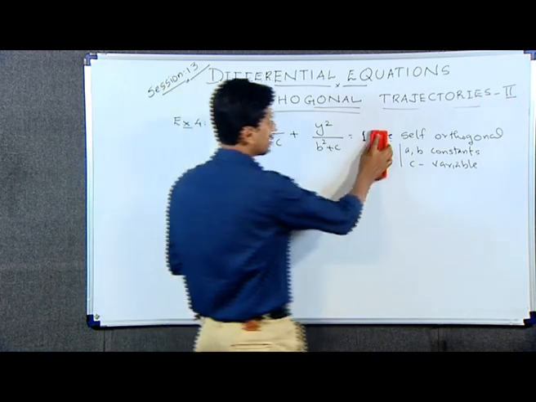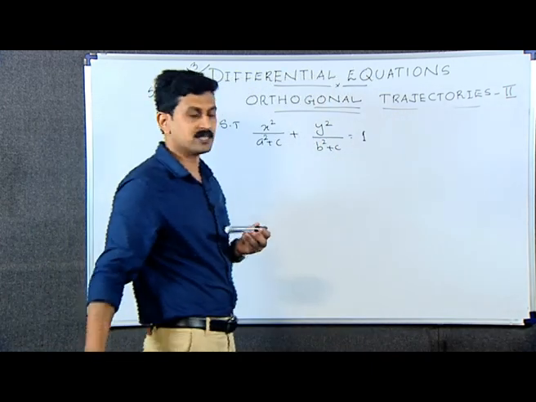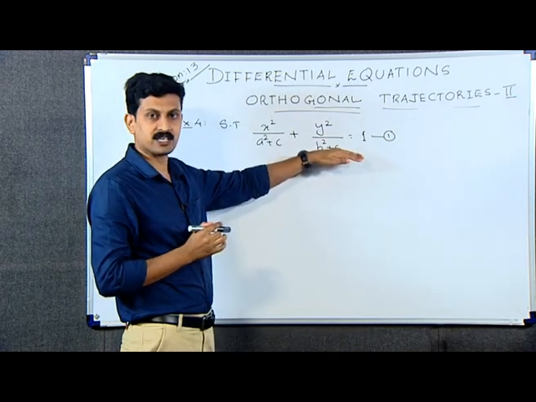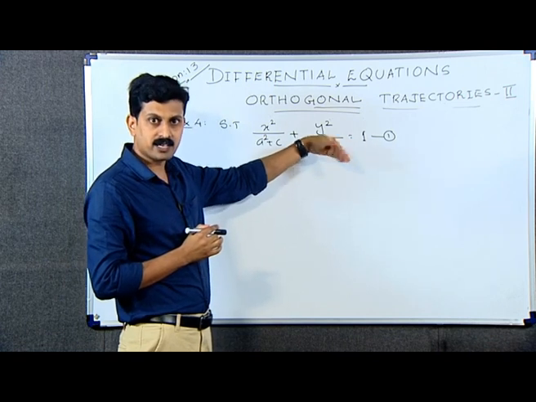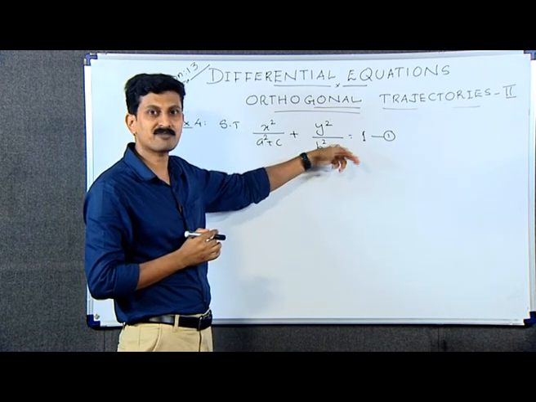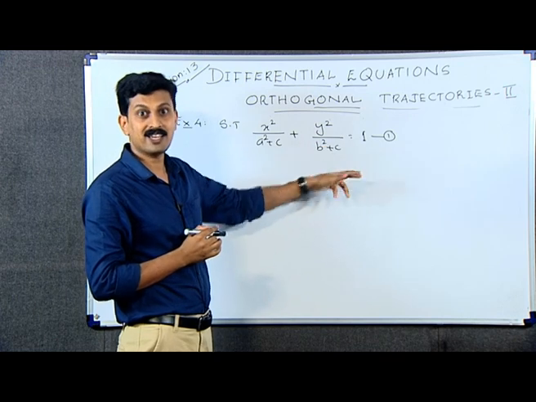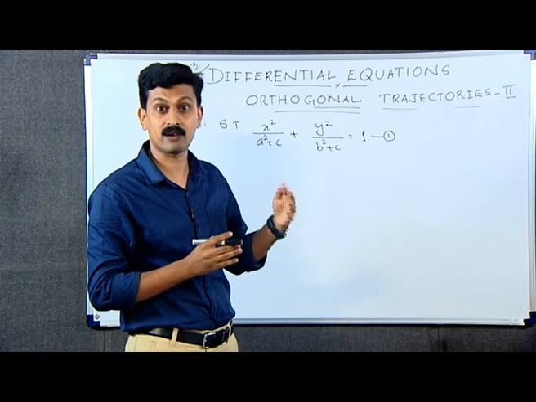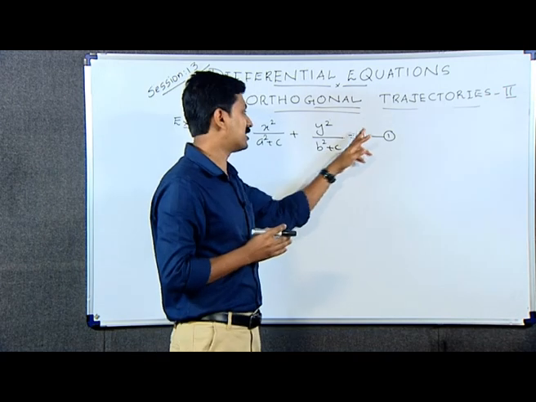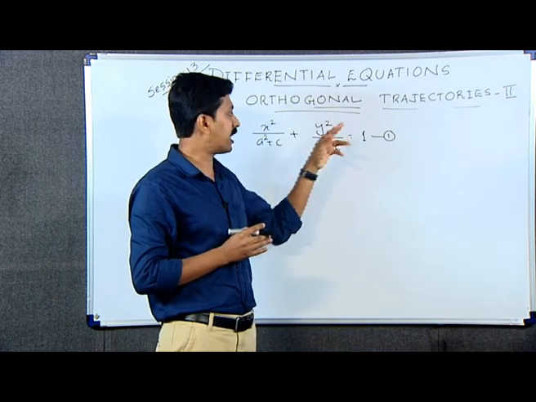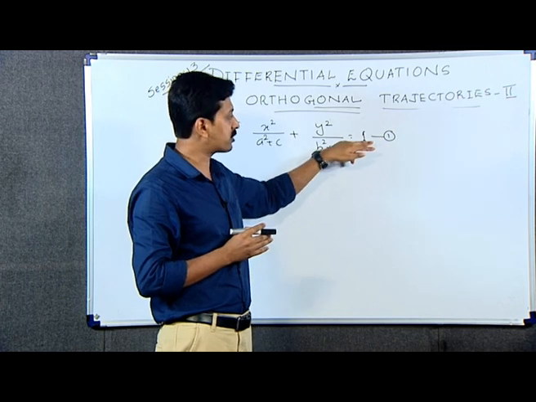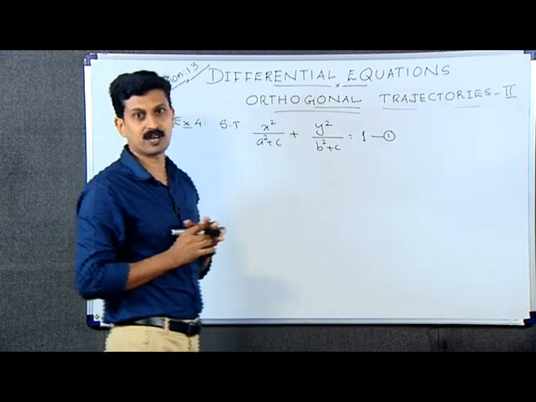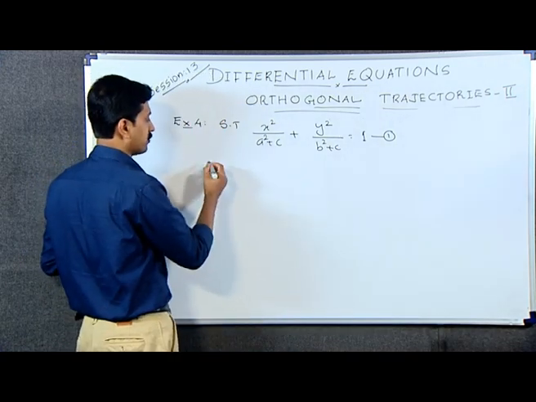I am taking this as equation number 1. In the family of ellipses, we form the differential equation, and after getting the differential equation, we replace y dash with minus 1 by y dash. If we again get the same differential equation, then we can say that they are self orthogonal. That means the differential equation corresponding to curve 1 and the orthogonal trajectory are the same, therefore, they are self orthogonal.